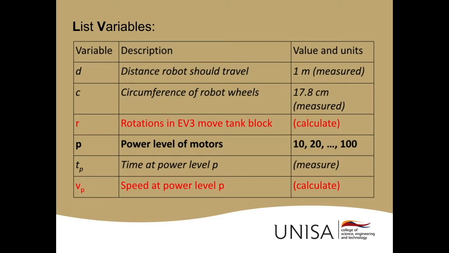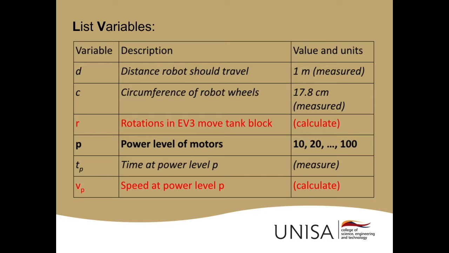Okay, list of variables. We have, again, the distance that the robot should travel. This time it's not in bold, but it's measured; it wasn't given, but I picked it. So you just pick whatever value you want. I picked 1 meter. Circumference of the wheels is again c. I used the same wheels as before, where the circumference is 7.8 centimeters. We need to enter into our program the number of rotations for the move tank block. So those first 3 are exactly the same as the ones we've seen in our previous example.